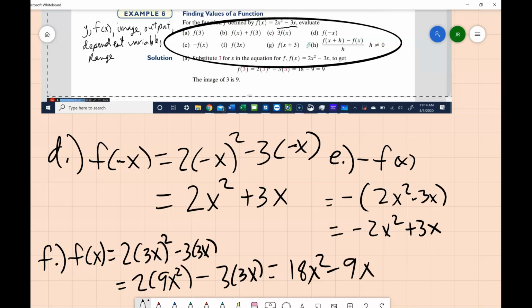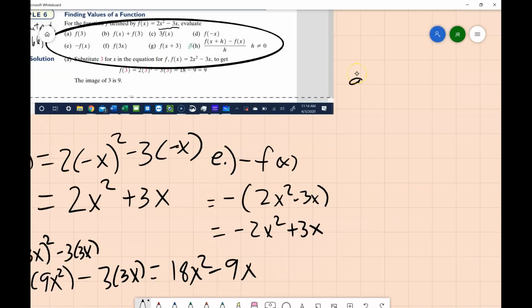And that is the answer to part F. All right, part G, f of x plus 3. That means I'm putting x plus 3 into the machine. So everywhere there's an x, it gets replaced by an x plus 3.